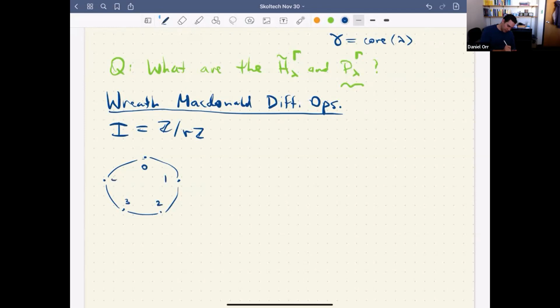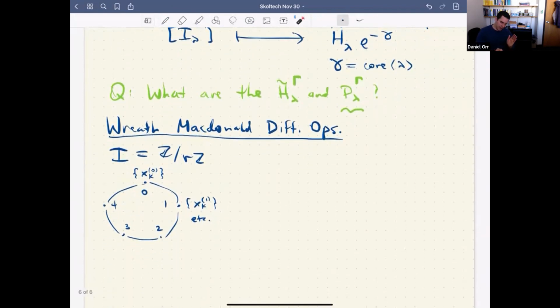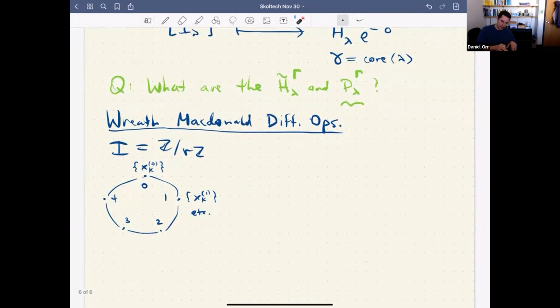So if you want to have difference operators, you really need to have finitely many variables. So what we're going to do is we're going to fix some collections of variables at each vertex, okay? And what these correspond to is these factors here, right? So I have I many factors, so I could think I have polynomials in all of these variables, and they're symmetric in the polynomials at each vertex.